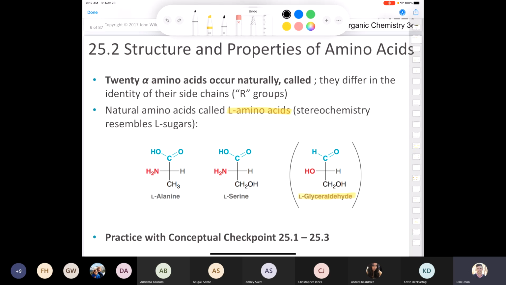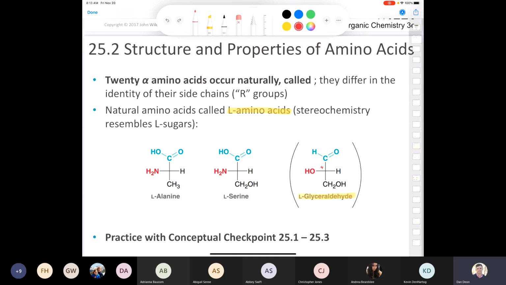But this chiral carbon, you see that the hydroxyl is on the left-hand side in L-glyceraldehyde. If you look at the Fischer projection of an alpha amino acid, what you're going to see is that the amino portion is going to be on the left-hand side. So that's an easy way to remember, as long as you know that a D sugar had the hydroxyl on the right-hand side, and that naturally occurring amino acids are L amino acids.